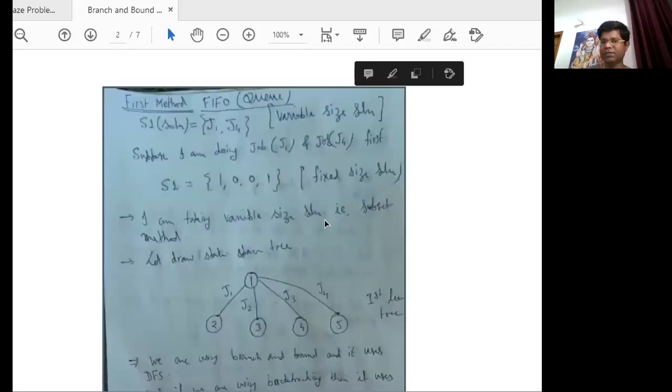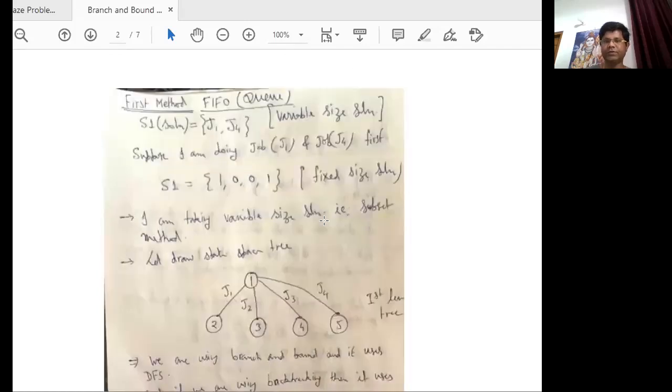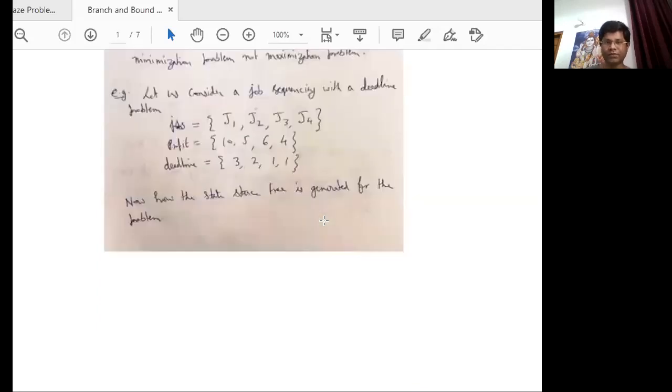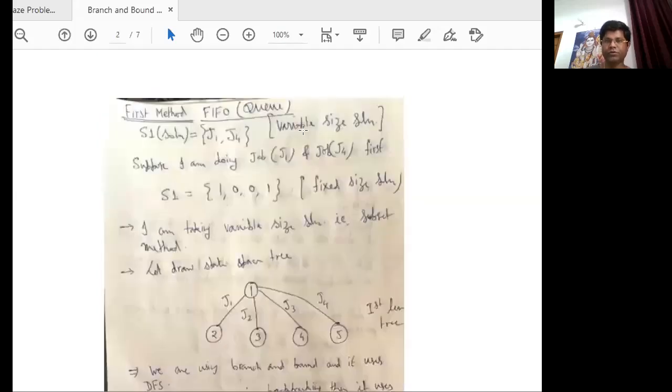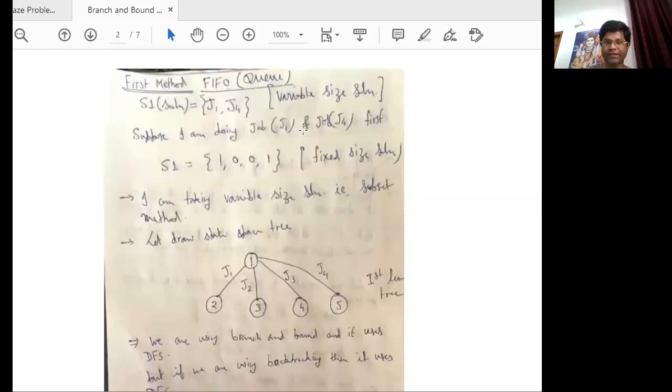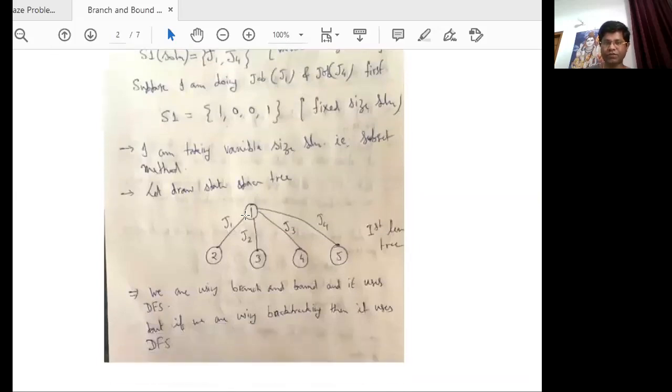This method is also called the subset method. So let's draw the state space tree for this particular problem. Let's go back. How many jobs are there? There are a total of 4 jobs. So first we have to construct a tree for that. Suppose we start from this node.